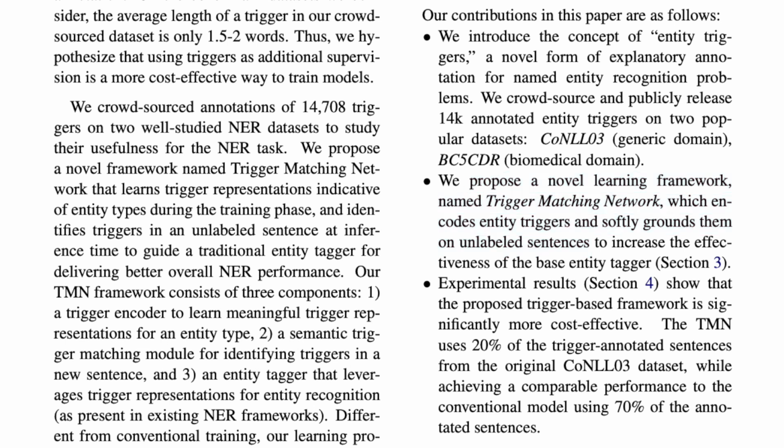The third contribution is that the trigger matching network only uses 20% of the trigger annotated sentences to achieve comparable results to a model that uses 70% of normally annotated sentences in the CoNLL 2003 dataset. This showcased that the entity trigger concept can effectively train NER with less annotated data.